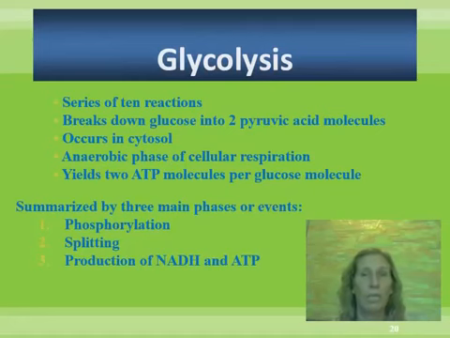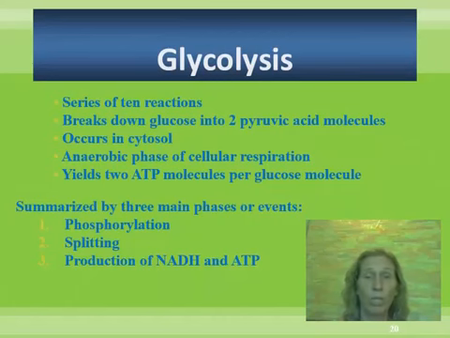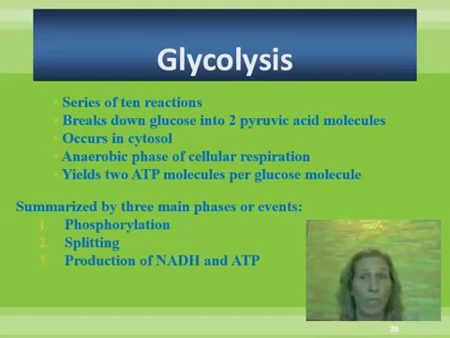The very first step is glycolysis, or sugar breakdown. It's a series of steps that's going to break down our glucose, C6H12O6, into two pyruvic acid molecules. This occurs in the cytoplasm, and the pyruvic acid molecules will then enter the mitochondria to be further broken down. Glycolysis is anaerobic, therefore it does not require oxygen, and the yield is only 2 ATP per glucose molecule.